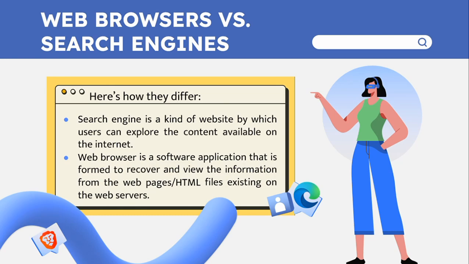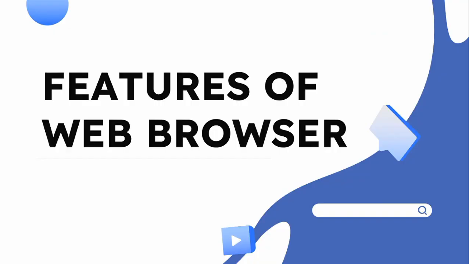A search engine is a kind of website by which users can explore the content available on the internet. On the other hand, a web browser is a software application that is designed to retrieve and view information from the web pages or HTML files existing on web servers. Now, let's move forward to the features of a web browser.